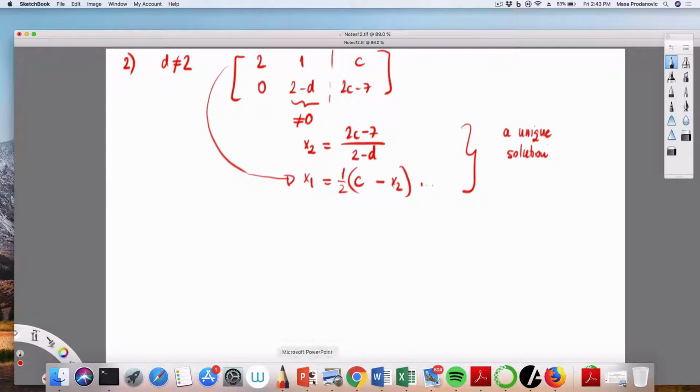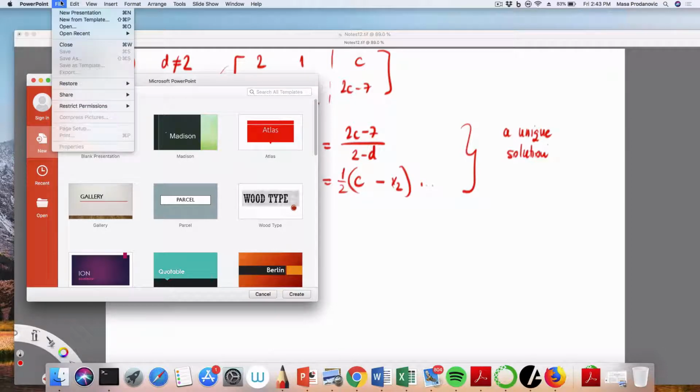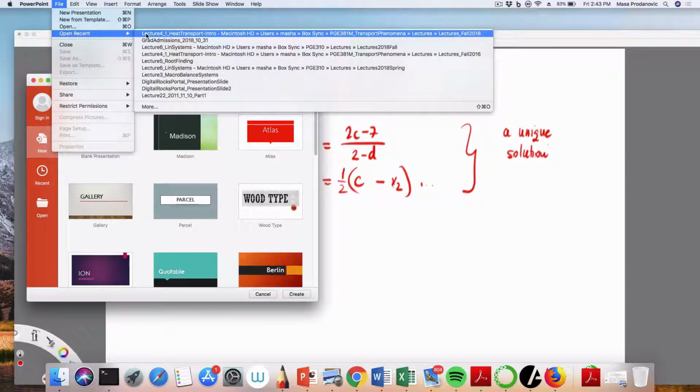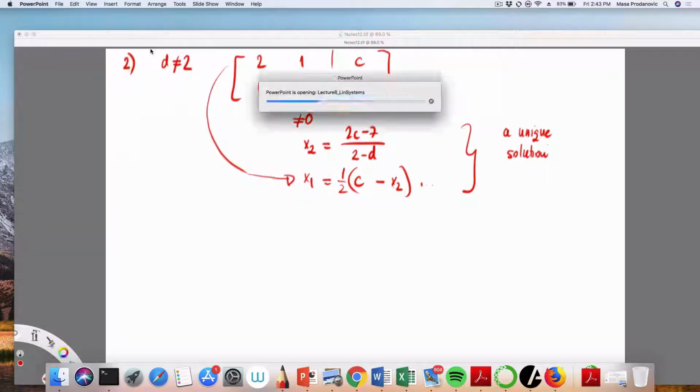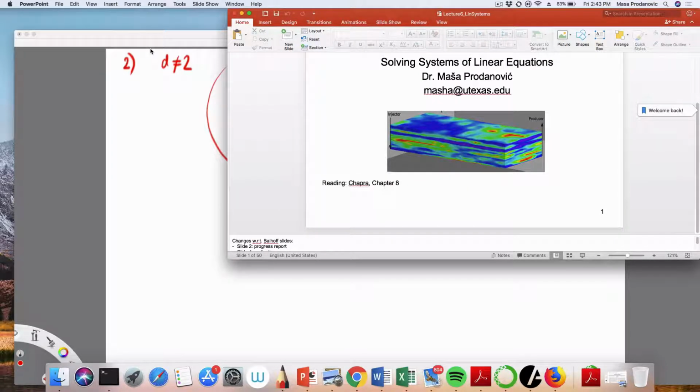So I will go quickly to the... So we have these 2 steps. One is so-called elimination and reduction to the upper triangular system. And one is back substitution. So let's start with back substitution. Okay?